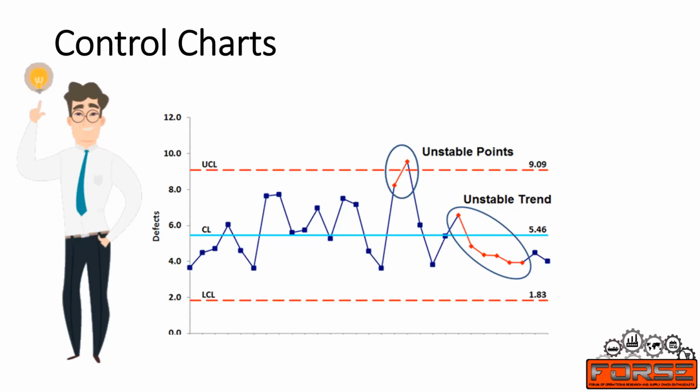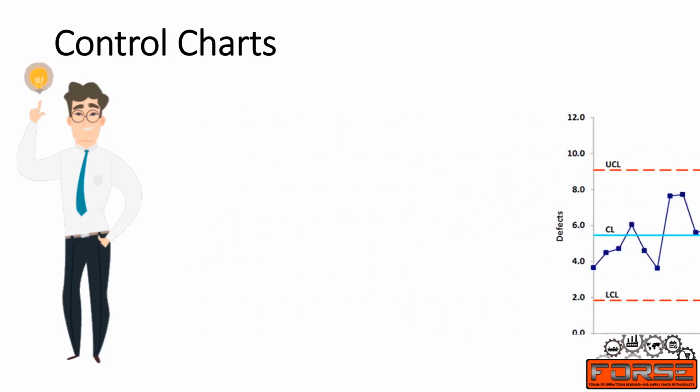Through control charts he was able to understand the unstable points and unstable trends in the production of metal sheets. Hence, by using the 7 quality control tools, Mr. Smith was able to reduce and control the amount of defects incurred.